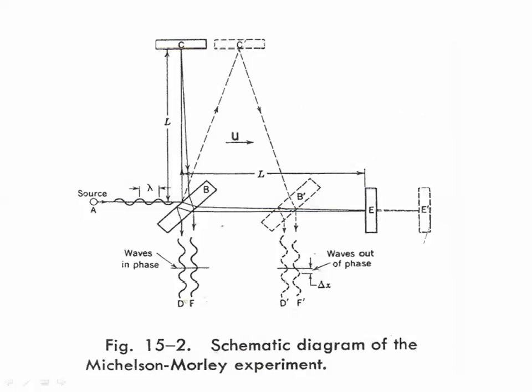A 90-degree rotation of the apparatus interchanges the roles of the mirrors C and E. If there is little or no shift in the interference pattern upon this rotation, that is a null result, then the experiment will be supporting the idea that the speed of light is constant independent of the direction of motion of the Earth.